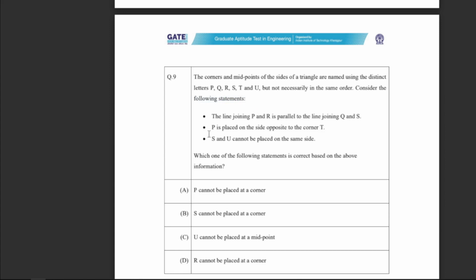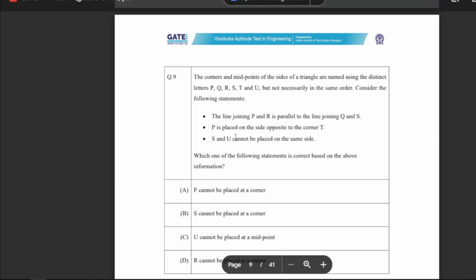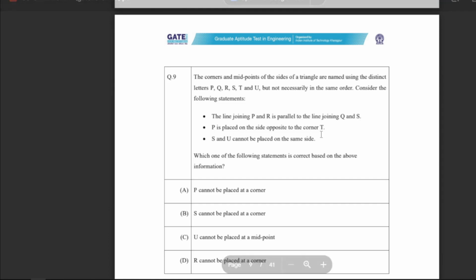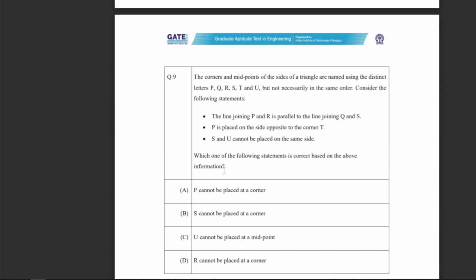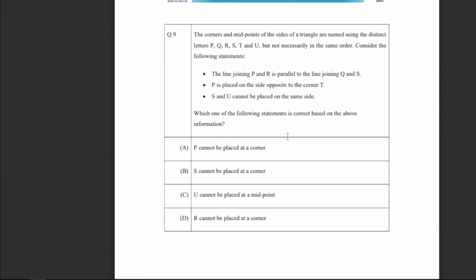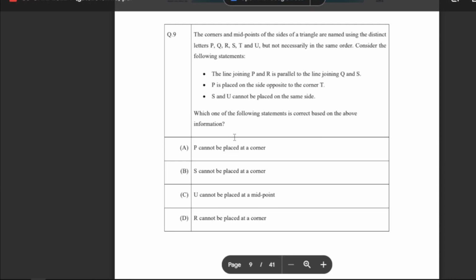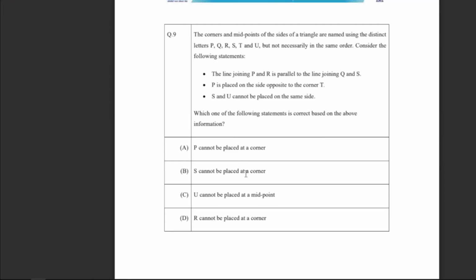The following statements are: the line joining P and R is parallel to the line joining Q and S. P is placed on the side opposite to the corner T. S and U cannot be placed on the same side. Which one of the following statements is correct based on the above information? So the answer for 9 is B, that is S cannot be placed at corner.